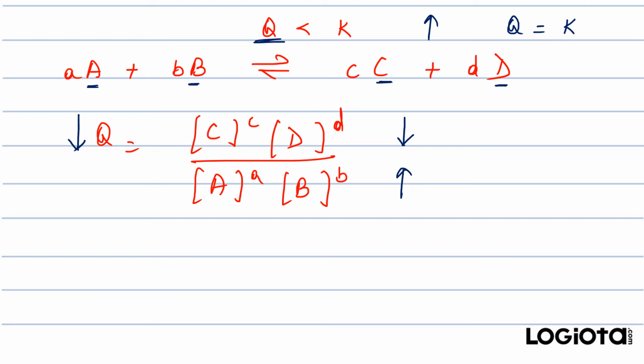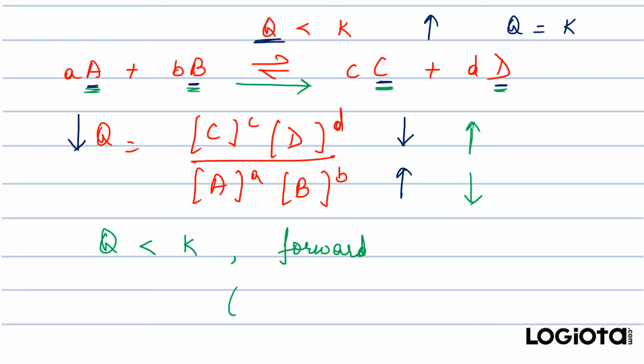How will it do that? It will try to increase the concentrations of C and D, and A and B will try to fall down. So how will it do that? The reaction will move in the forward direction such that the concentrations of C and D will increase and the concentrations of A and B will decrease. So if Q is smaller than K, then the reaction will move in the forward direction such that the value of Q will increase and become equal to K.